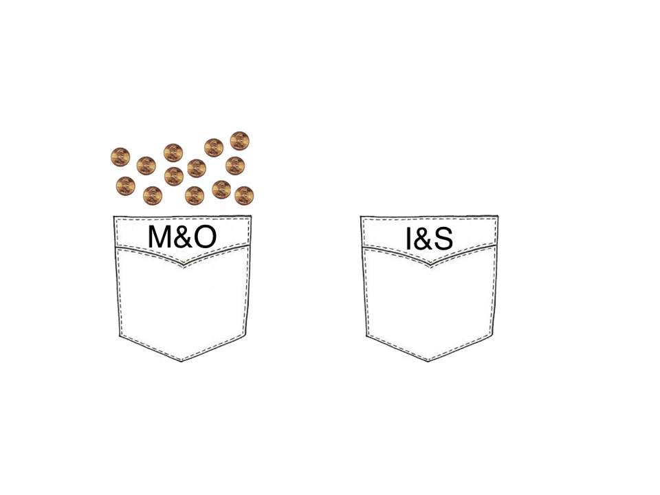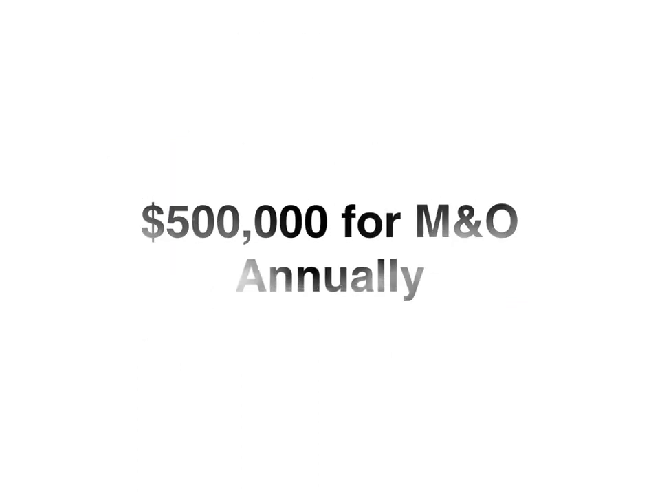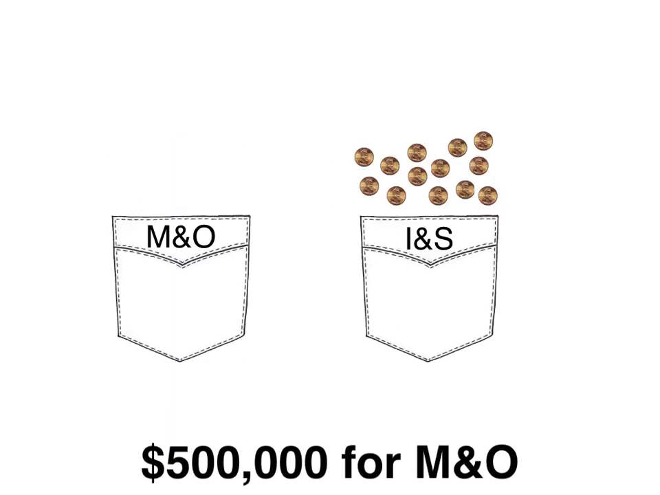The reason for moving the 13 pennies from one pocket to the other is that the state of Texas will give Caddo Mills ISD more state funding for M&O pennies than for the INS or debt pennies. This shift in tax pennies will not cost the taxpayer any additional dollars. It will generate an estimated $500,000 in additional revenue annually. If we don't change the pocket to which these 13 pennies go, the district will not receive this additional funding.